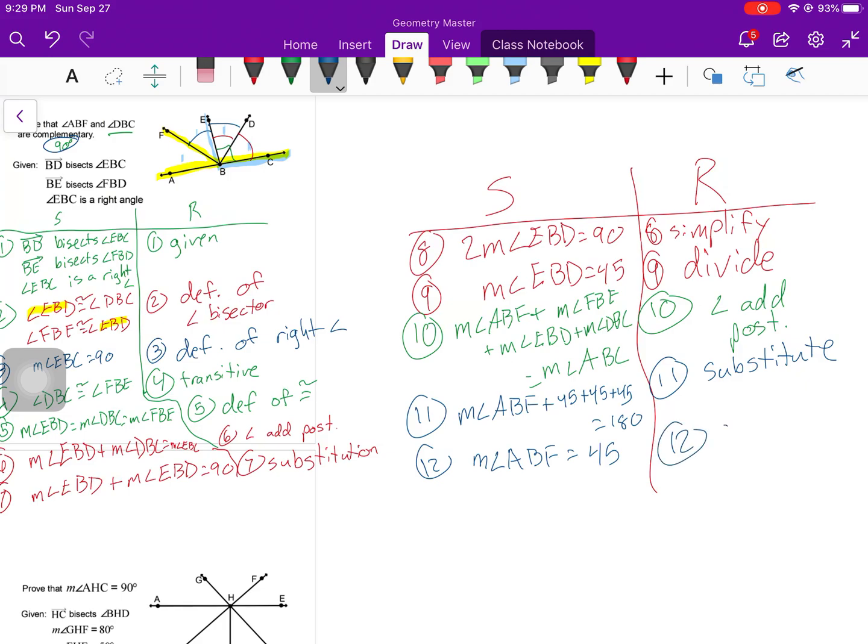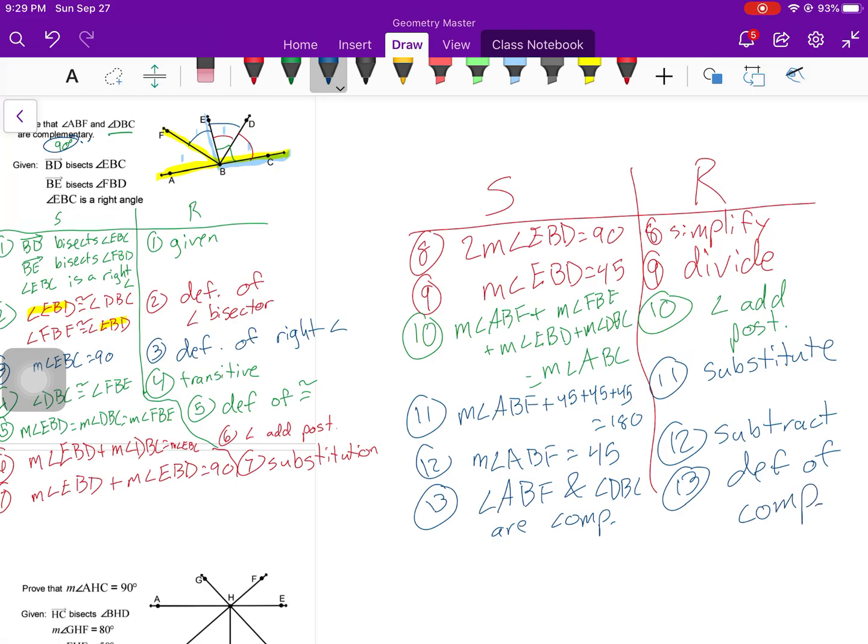I can just say subtract, and this is where I subtracted 45 three different times. But I didn't need to find out what those angles were. I needed to figure out that they were complementary. But I figured out that both angles are 45 degrees. So I can tell you that angle ABF and angle DBC are complementary, by the definition of complementary. So this was a proof that I did in 13 steps.